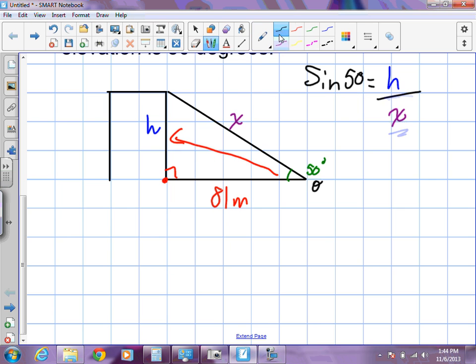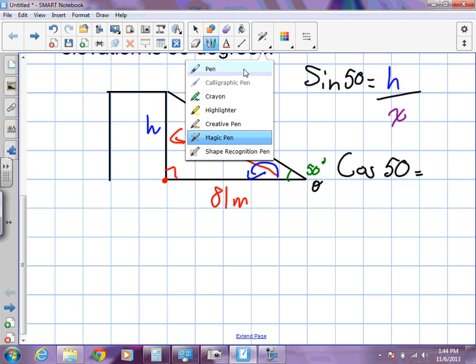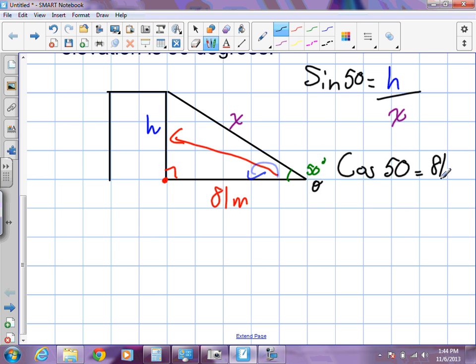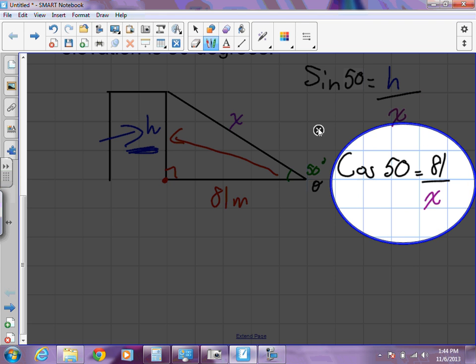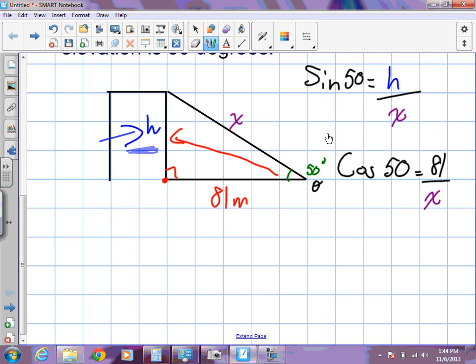So let's try cos. Cos 50 is equal to, what does cos stand for? Adjacent over hypotenuse. So the adjacent is 81. Great. So we have 81 over, what's the hypotenuse? x. Great. Do I have enough information to solve for what I was looking for? Yes. What was I looking for? Oh, never mind. I'm looking for the height. Is the height even involved in this question? No, the height's not even involved. So this doesn't technically solve what we're looking for. So let's go to our last one here.